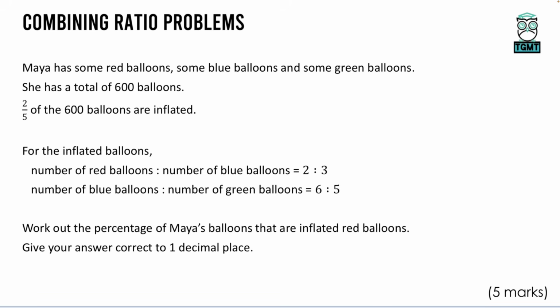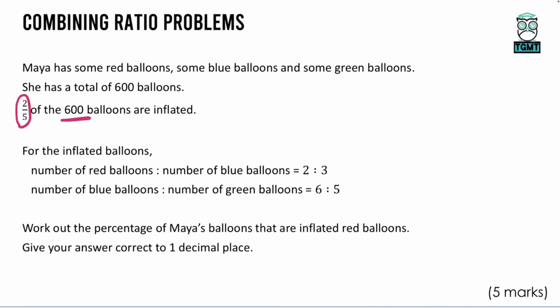So this one just says, Maya's got 600 balloons, 2/5 of them are inflated. For the inflated balloons, red to blue is 2 to 3, blue to green is 6 to 5. We want to work out the percentage of Maya's balloons that are inflated red balloons. And it says give your answer to one decimal place, so we know our percentage is going to be a point something. So first of all, we can work out this 2/5 of 600 to see how many are inflated.